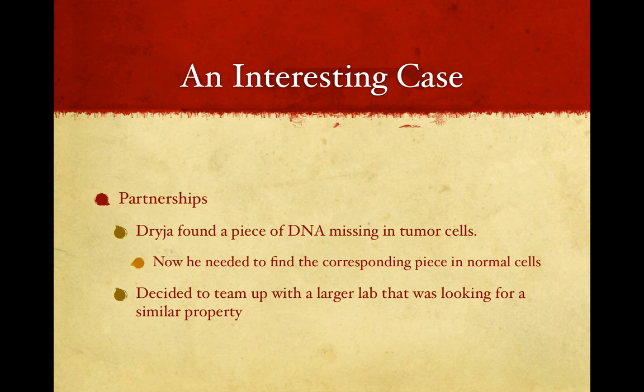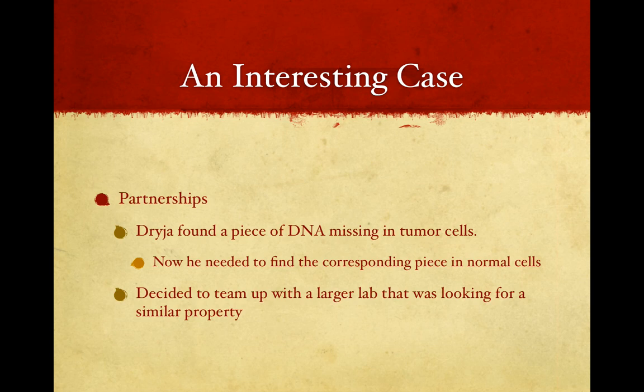Then after he'd done that, then he would have to do the same thing in normal cells. But this led to a problem, because Dreyer was a clinician and he had all of these tumor cells, but what he didn't have was normal cells. So after he finished the first part of his research, the easy part, the normal cells, he couldn't do. He just didn't have normal cells.